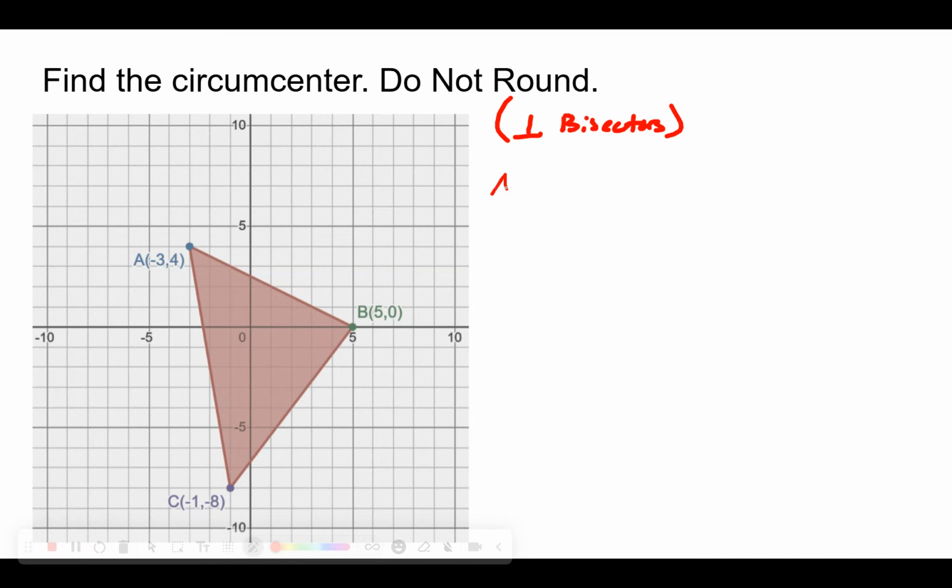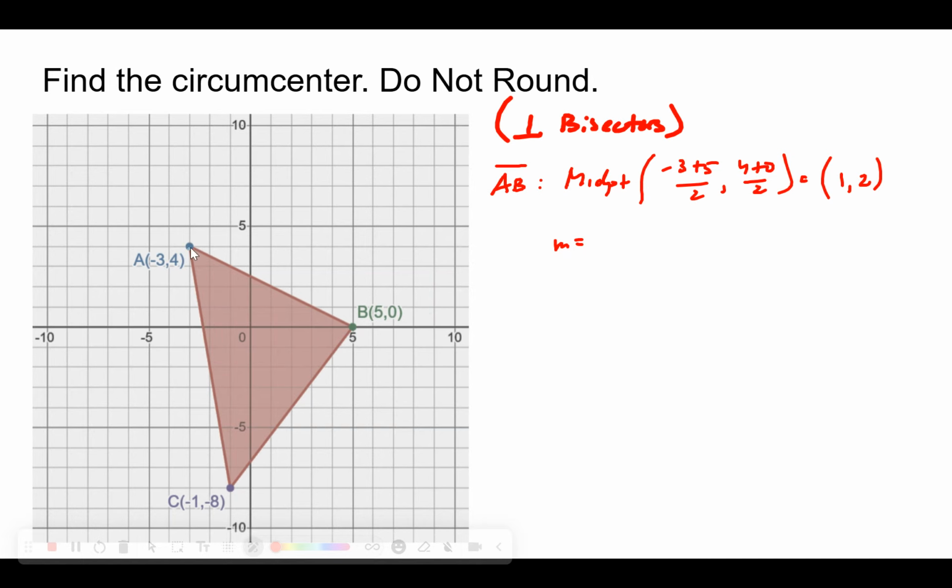All right, so let's do AB first. For AB, to find the perpendicular bisector, it's 3 steps. Step 1, let's find the midpoint. This is the bisector part. We take AB's coordinates and add the x's and divide by 2, add the y's and divide by 2. That's going to get us 2 divided by 2 is 1, 4 divided by 2 is 2, so 1, 2, and that's the midpoint. Then we're going to find the slope of AB.